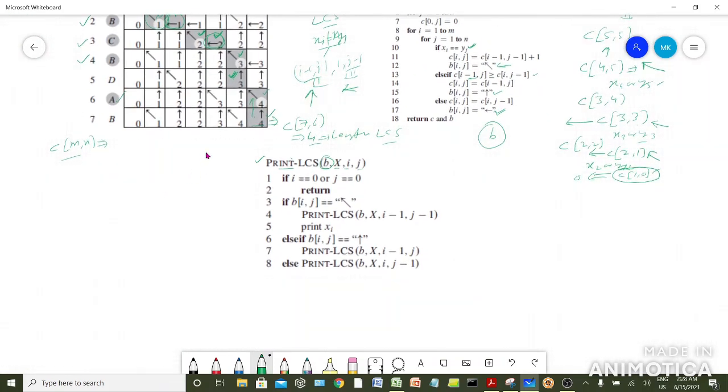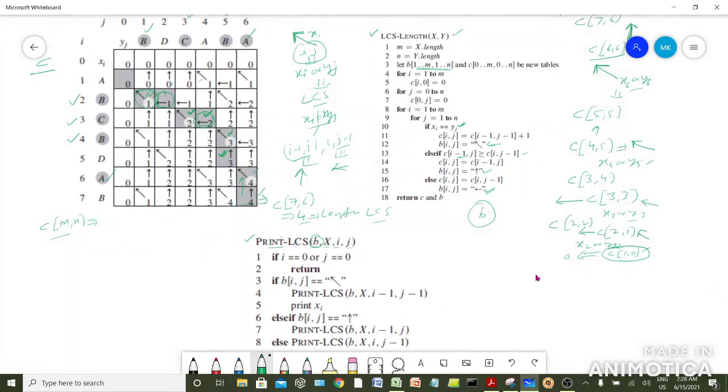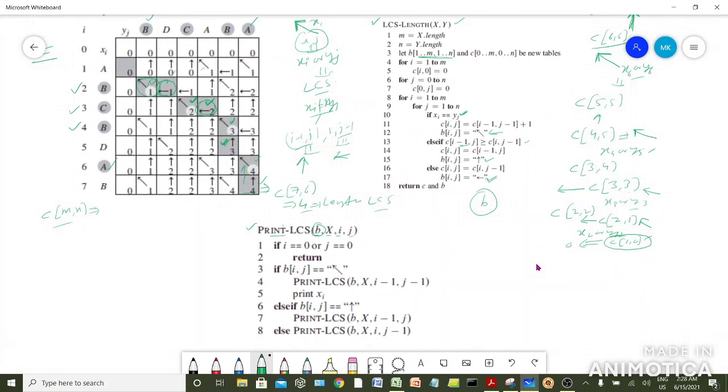Now try to understand this algorithm. So this is the LCS algorithm. B is passed to it, X is passed to it, I is passed to it and J is passed to it. You can pass Y also here. Why is only one needed? Because we are going to generate the LCS from X and Y. LCS means common subsequence, so the elements will be within X also and within Y also, so only one is required. Fine, you may take Y also.